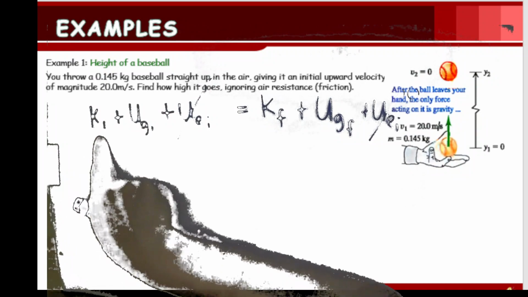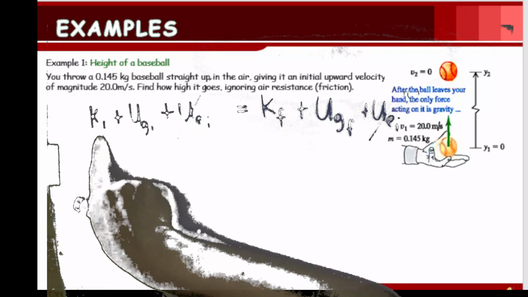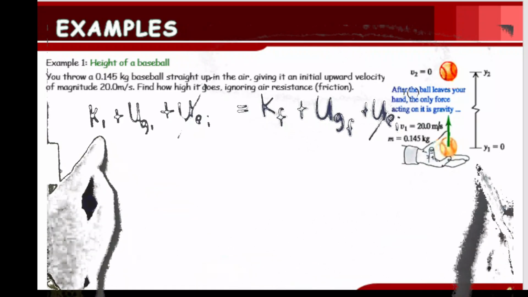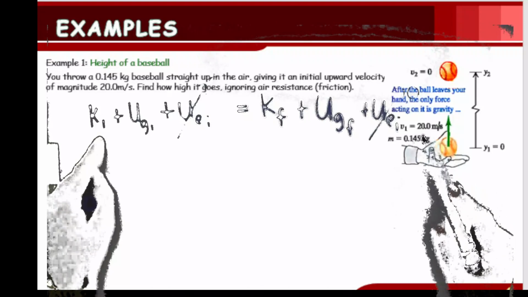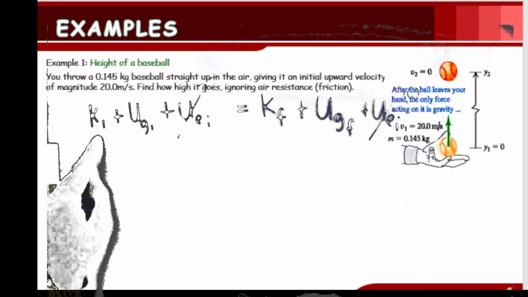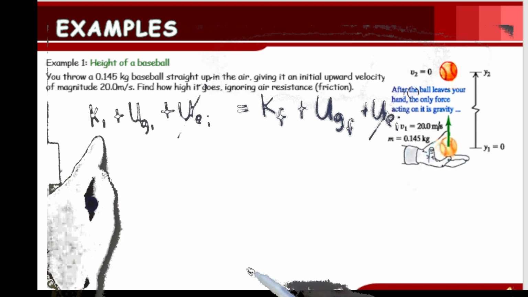Initial? Wala, ma'am. Okay, tan-aw na to. Sa initial position, naa tay initial velocity nga 20 meter per second. So, do we have initial kinetic? Naa, ma'am.